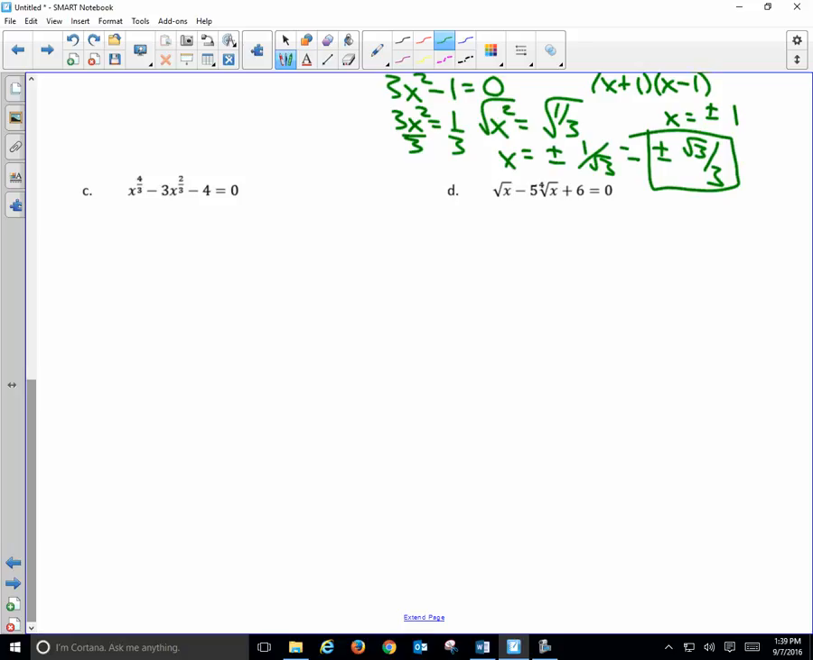You ready for the really challenging one? What's more difficult about C? Okay, it's got the fractions. Well, what do you multiply together to get x to the 4/3? X to the 2/3 times x to the 2/3.